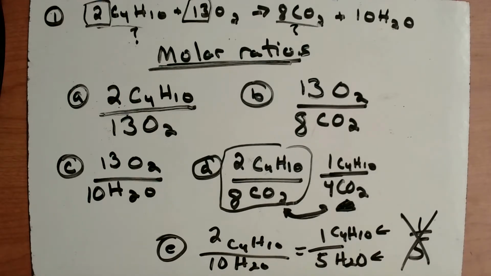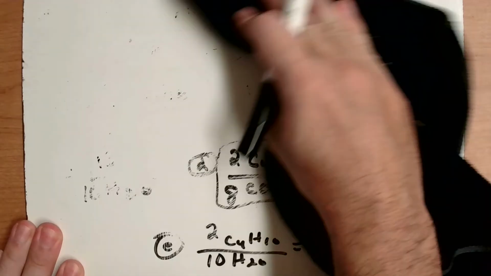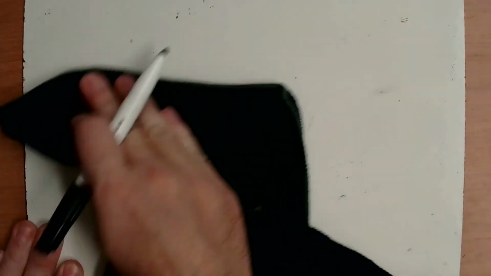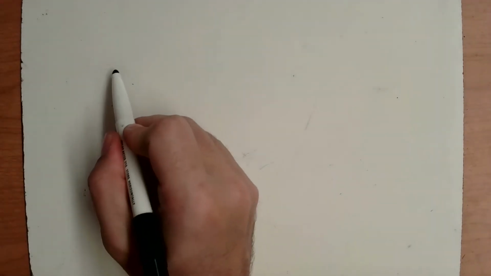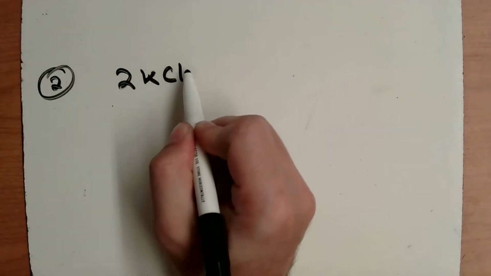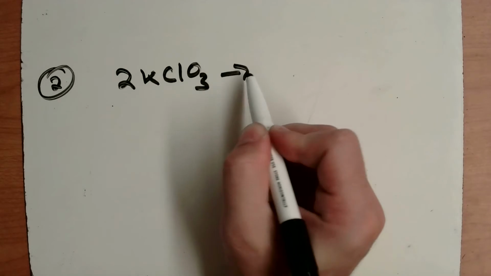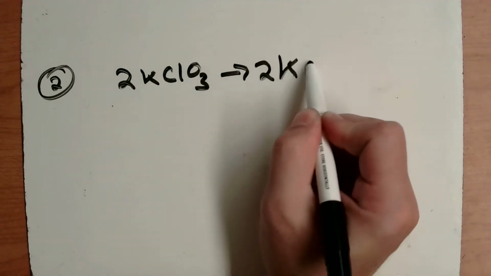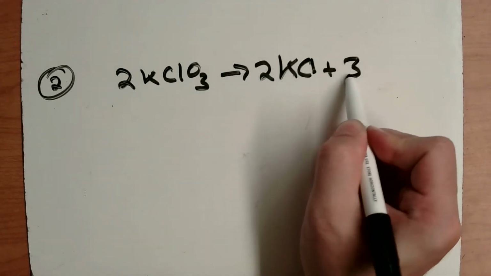Okay, so we need these molar ratios to do the next step. And the next step is really, that wasn't even stoichiometry. That's just really setting up to get ready for stoichiometry. So the next part, if we have a reaction like this, this is number 2. We have 2 KClO3 yielding 2 KCl plus 3 O2.